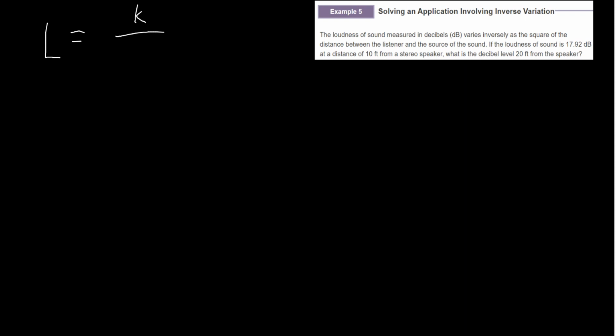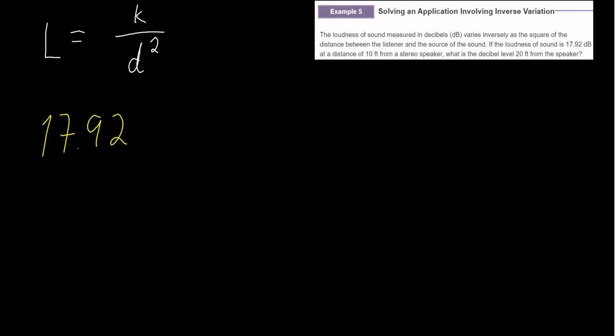So we just say varies inversely there of the distance. Let's fix that D up a little bit. So the loudness of a sound measured in decibels varies inversely, so we're doing division, as the square of the distance between the listener and source of the sound. Okay, good. So if the loudness of sound is 17.92 decibels at a distance of 10 feet from the speaker.